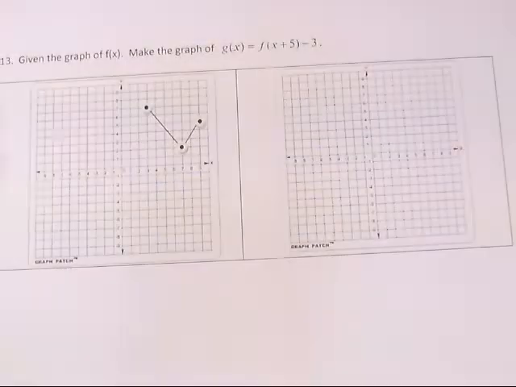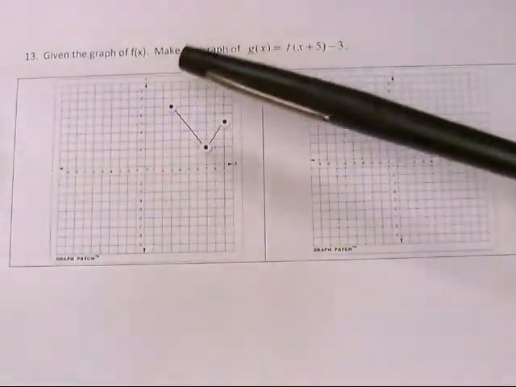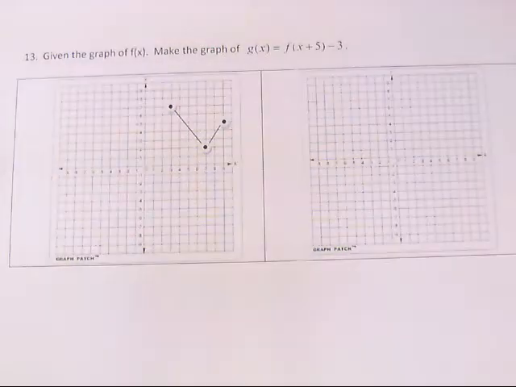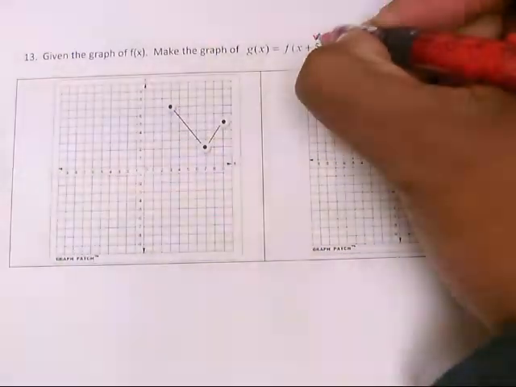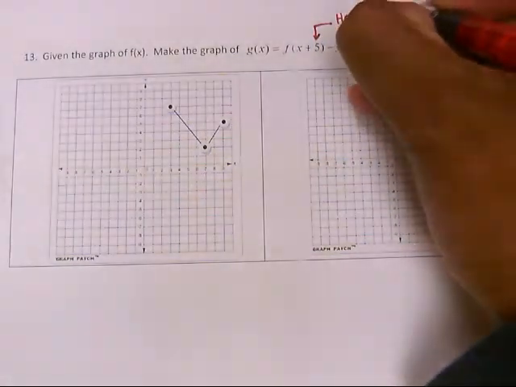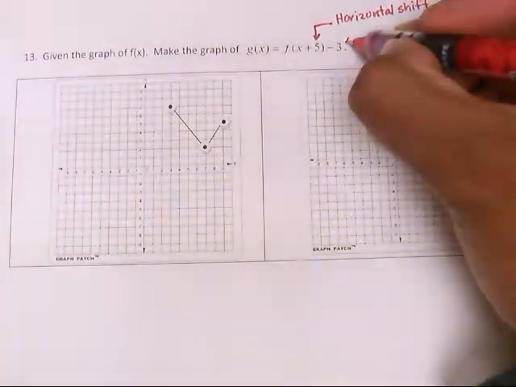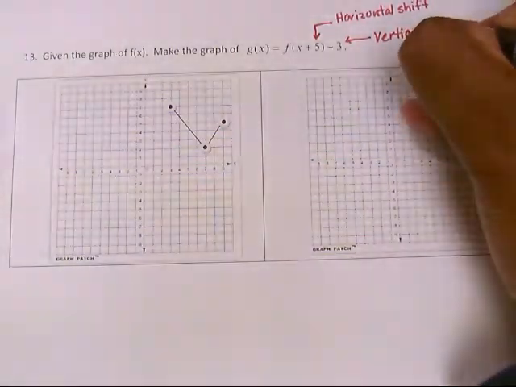All right, number 13. Transformations of functions here. Here we're given the graph of the function f of x, which is this. We want to use that to make the graph of g of x, which is f of x plus 5 minus 3. Well, by looking at this, I see I'm adding 5 to the x. That tells me I have a horizontal shift. That's the x-coordinate being changed. And this -3 on the outside tells me I have a vertical shift. That means that the y-coordinate will be changing.